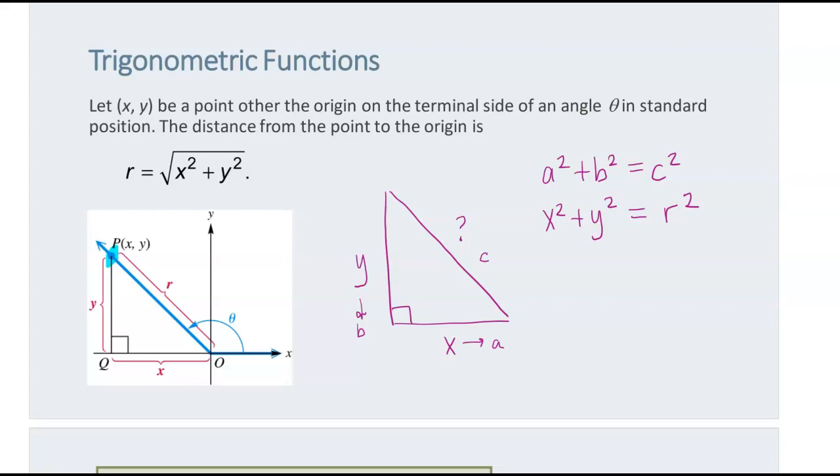If I take the square root of both sides so that r is by itself, then I get the formula that I'm seeing over here. We have x squared plus y squared under the radical sign and then equaling r. So this formula is what we will use to find the distance to any point from the origin.